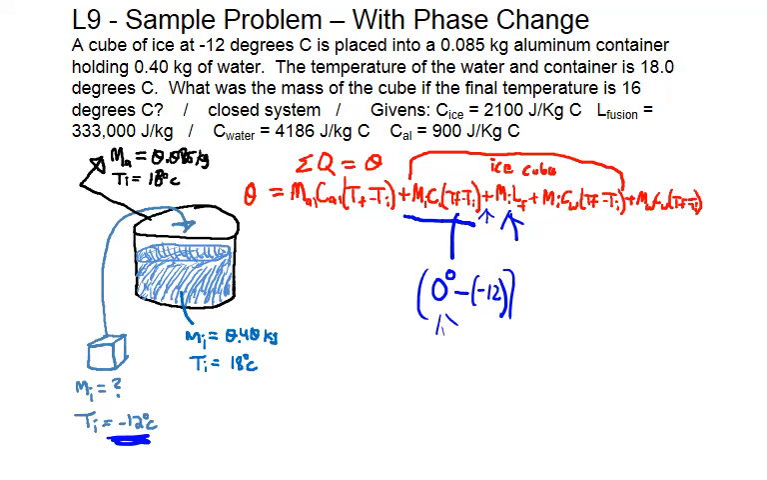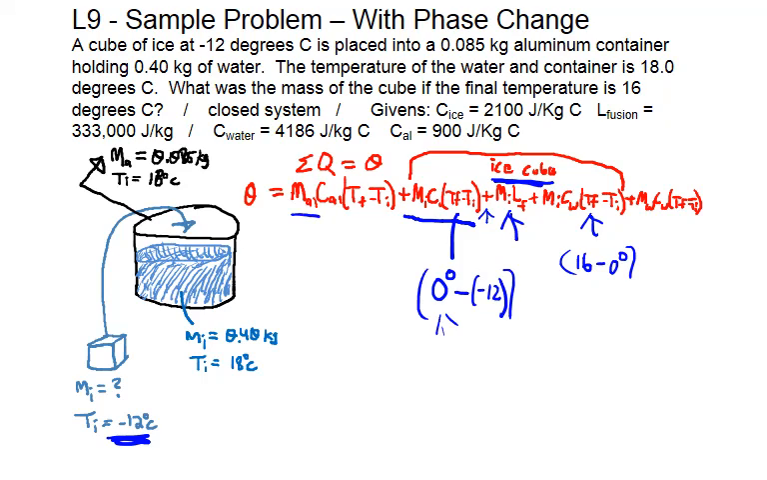Once this ice cube becomes water, though, all those water molecules that are at 0 degrees have to be warmed up all the way to 16. So the final temperature would be 16 degrees. The initial temperature would be 0 degrees. And so we have that for our temperature. And so this is just with the portion of the ice cube.